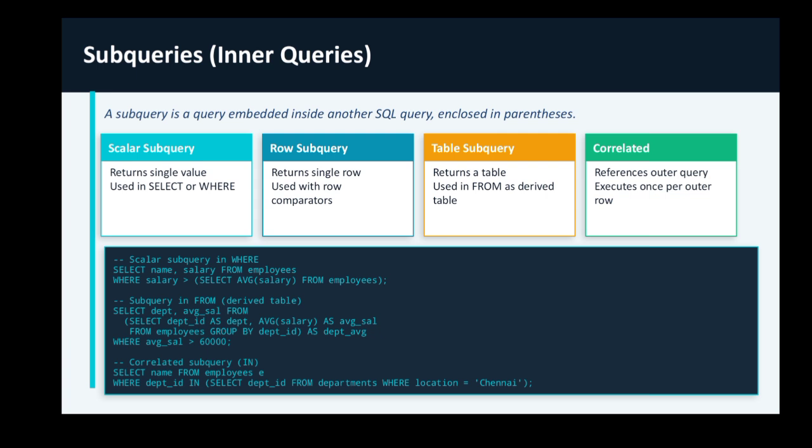The example here shows all 3 patterns in practice, comparing a salary to the company average, creating a derived table of department averages, and filtering employees by location using in with the subquery. The in used here is a keyword.